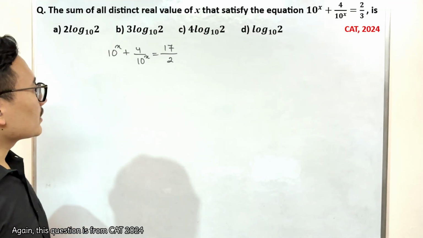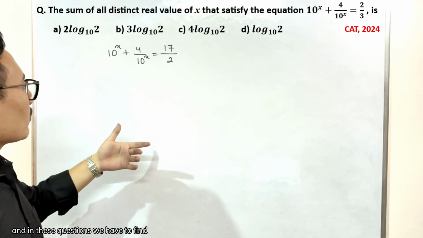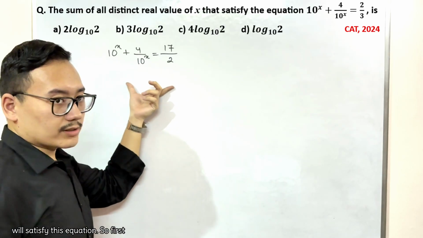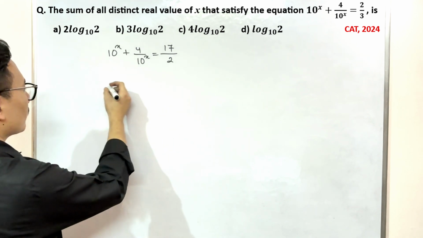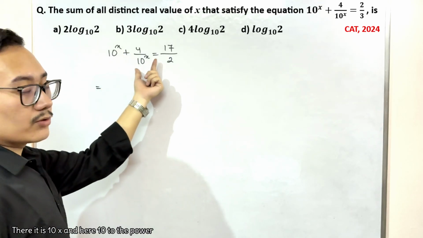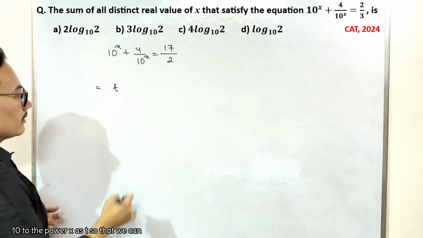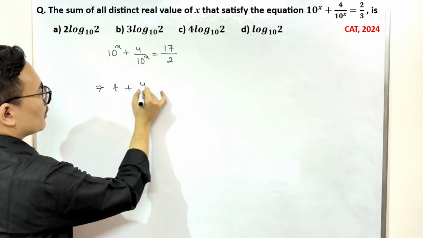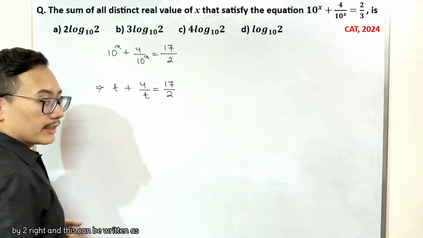Again, this question is from CAT 2024. In this question, we have to find the sum of possible values of x that will satisfy this equation. So first, let's find the possible values of x. Here it is 10 to the power x, so we can write 10 to the power x as t, so that we can write this equation in the form t plus 4 by t is equal to 17 by 2, right?